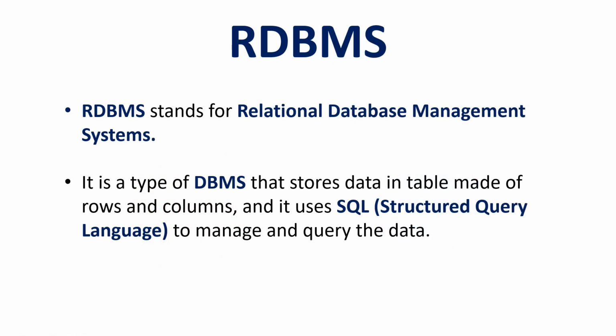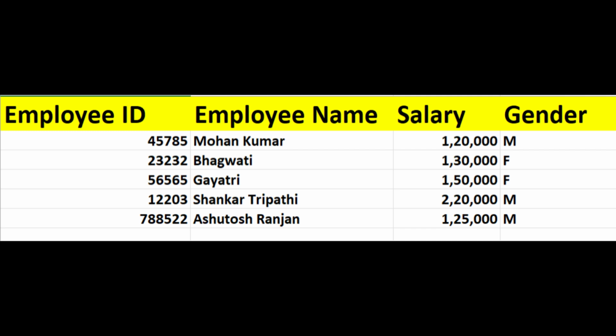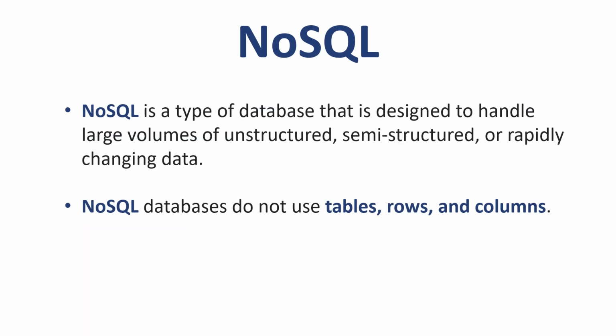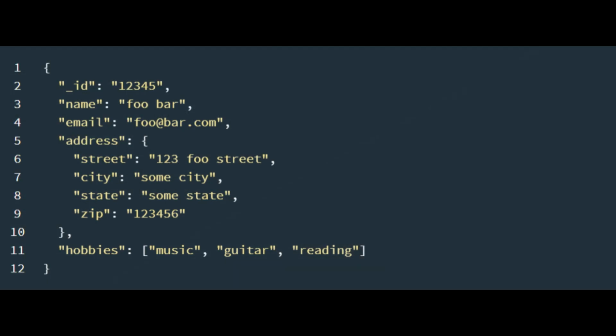RDBMS stands for Relational Database Management Systems. It is a type of DBMS that stores data in tables made of rows and columns, and it uses SQL, Structured Query Language, to manage and query the data. NoSQL is a type of database that is designed to handle large volumes of unstructured, semi-structured, or rapidly changing data. NoSQL databases do not use tables, rows, and columns. Instead, they use other ways of storing data.